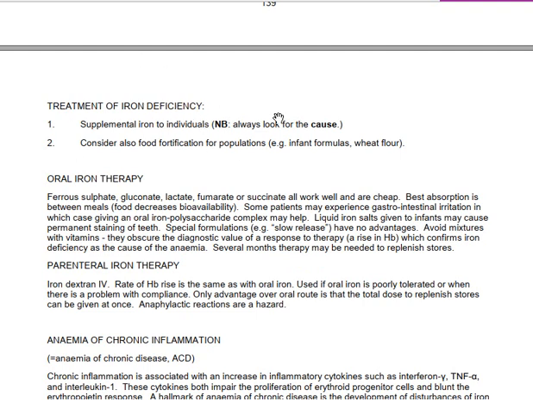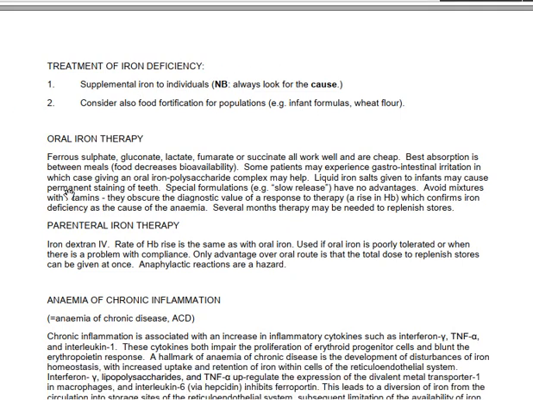Always look for the cause of that iron deficiency that you have seen above. You have to consider food fortification. Is it clear? Now, this is the oral iron therapy. You need to know that ferrous sulfate, gluconate, lactate, fumarate, and succinate all work and are very cheap. The best absorption is between meals.